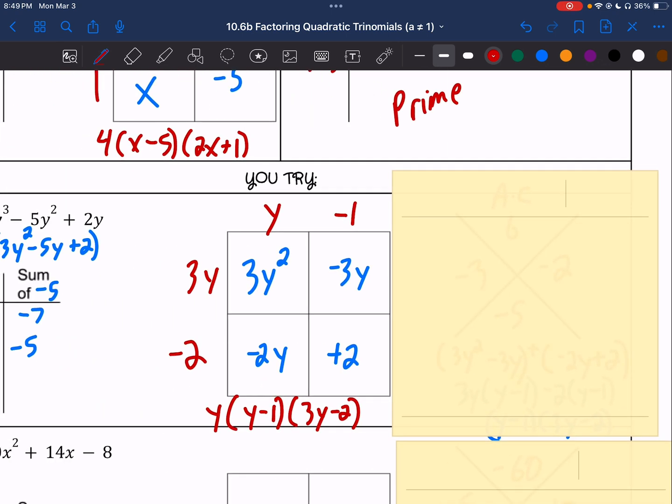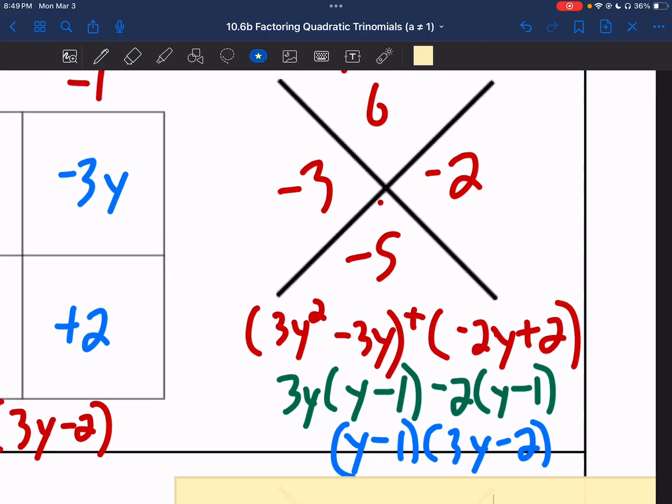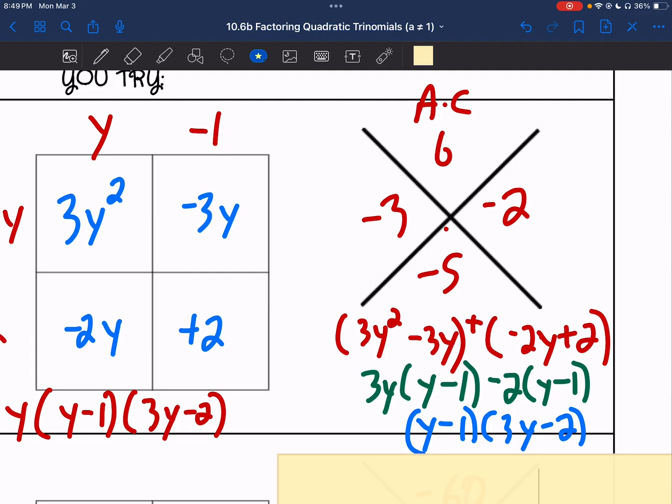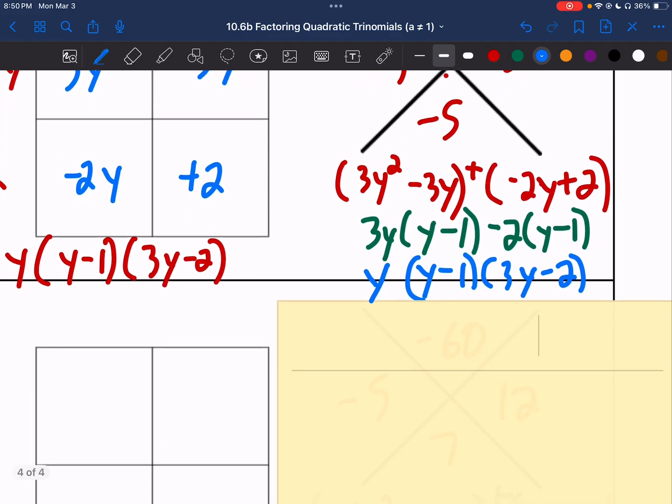And if we look at our hidden work here, we see the same work basically. We find that our a times c is 6, our b value is negative 5, so we're looking for factors of 6 that add up to negative 5. We get negative 3 and negative 2, which I substitute in below. Instead of the negative 5y, it's minus 3y minus 2y. We find the common factor in the first terms is 3y. Common factor in the second set of terms is minus 2. And then I bring out a y minus 1. What I did forget to write on this work is the y that I took out initially, so I have that GCF there as well. So it's y times y minus 1 times 3y minus 2.